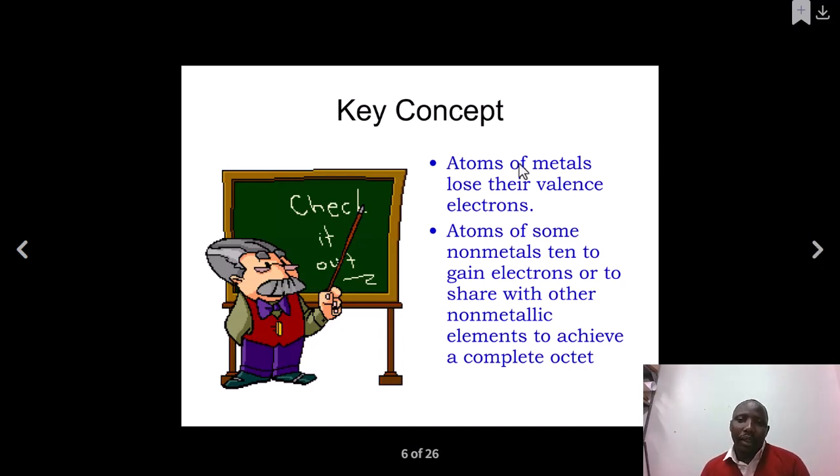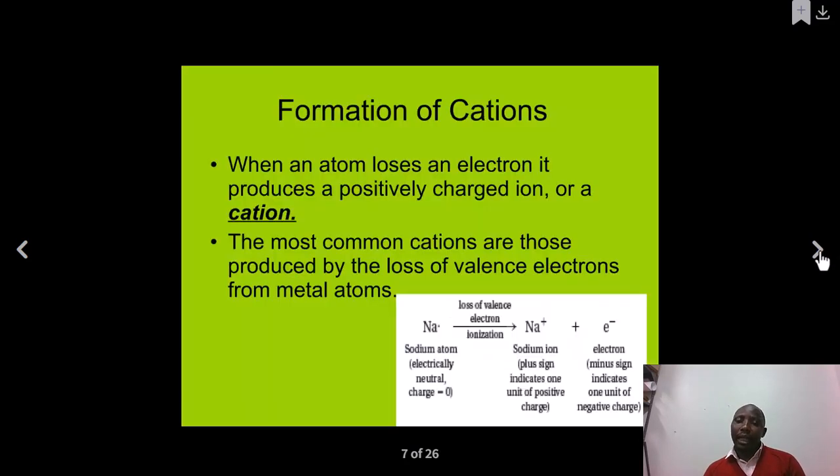What to check out? On the key concept, atoms of metals lose their valence electrons. Always the metals lose. You remember the metals are in group 1, group 2, and group 3. Atoms of some nonmetals tend to gain electrons or to share with other nonmetal elements to achieve the complete octet rule. This simply means metals lose, whereas nonmetals gain. So you shall see that a cation is formed when an atom loses electrons.